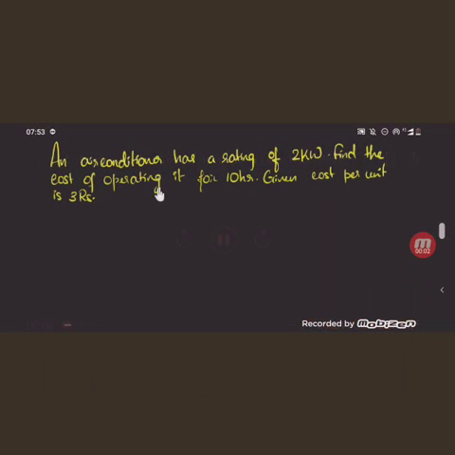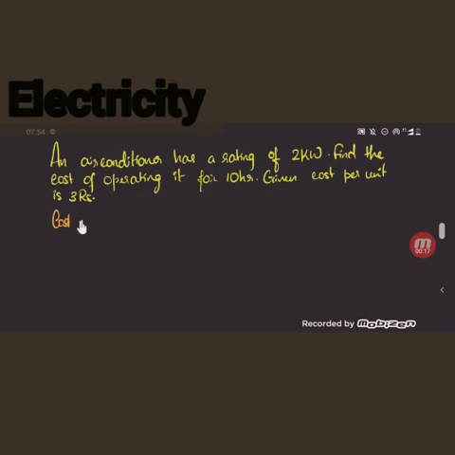Find the cost of operating it for 10 hours. Given cost per unit is 3 rupees. So let's first write down what we are asked. We need to calculate the cost for operating it for 10 hours. So let's write that down. Cost for 10 hours. This is what we want.